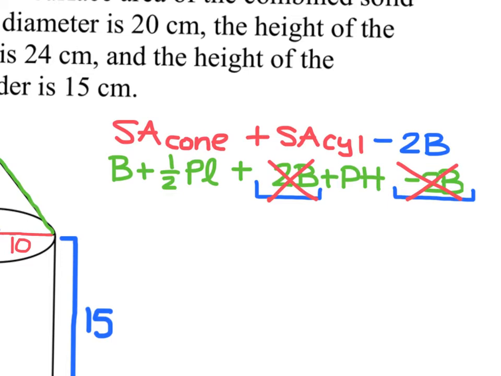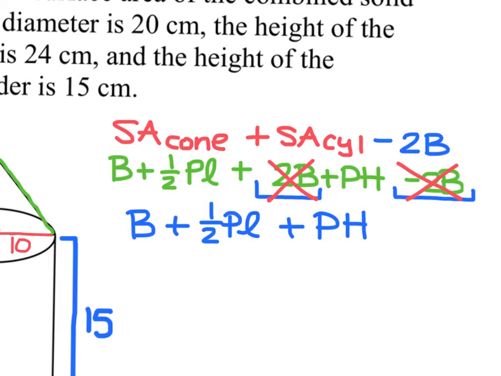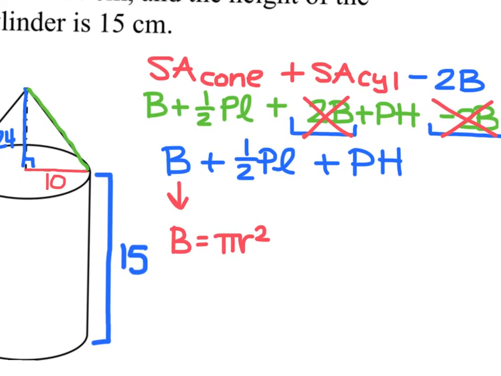What does that mean? That means all I have to find is base plus 1/2 PL, I'm just writing my leftovers, plus PH of the cylinder. So let's go for it. The base is pi r squared. The radius is 10, so that's pi times 10 squared, which is 100 pi. That's the base. Next, perimeter and slant height.